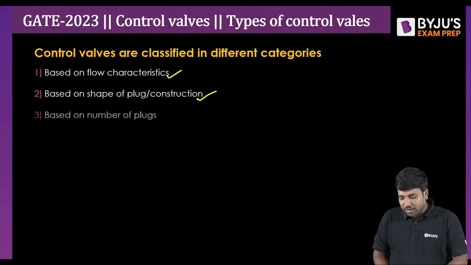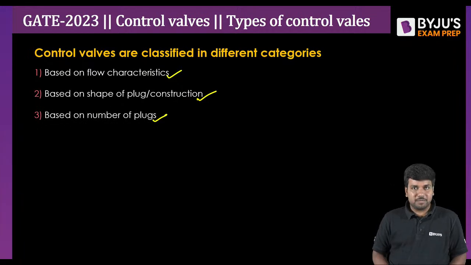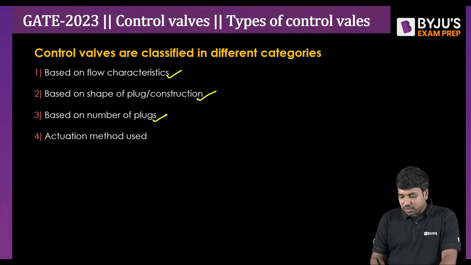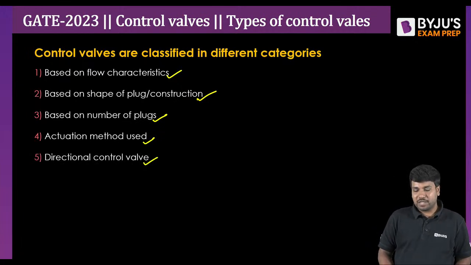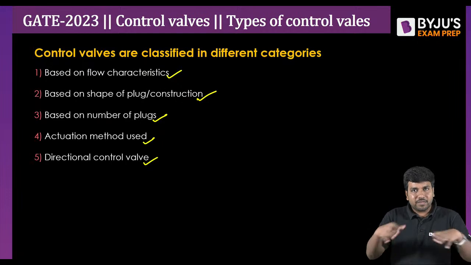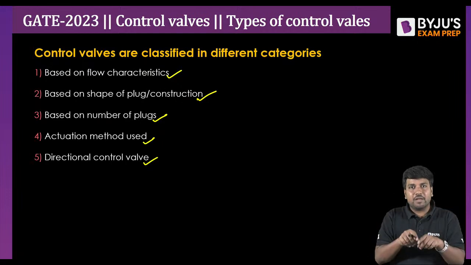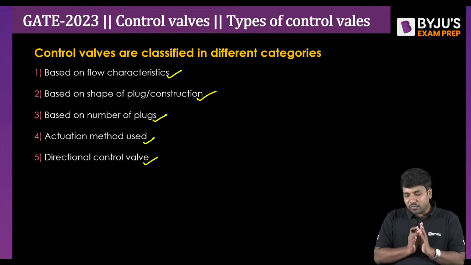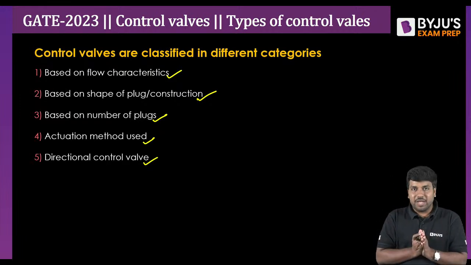Okay. The third one is based on the number of plugs. And fourth one is actuation method used. And fifth one is directional control valve. Clear? So, summing all these things, if we keep it abstract level, you will understand that 5 different types of control valves are there. Clear?